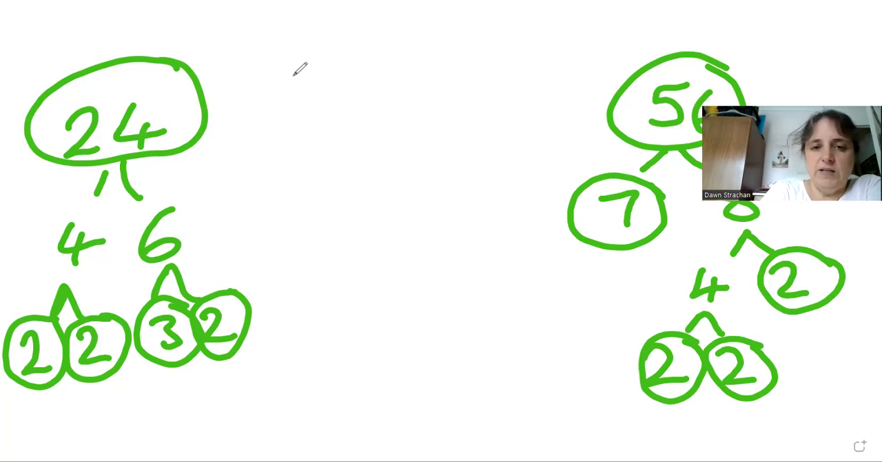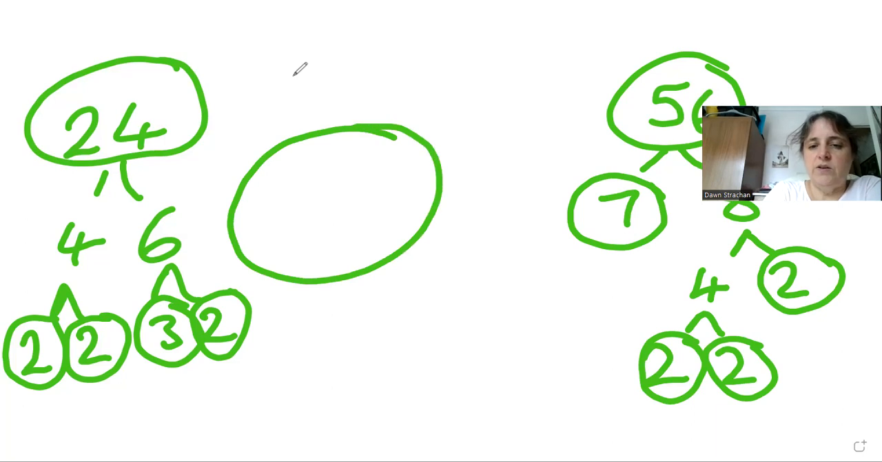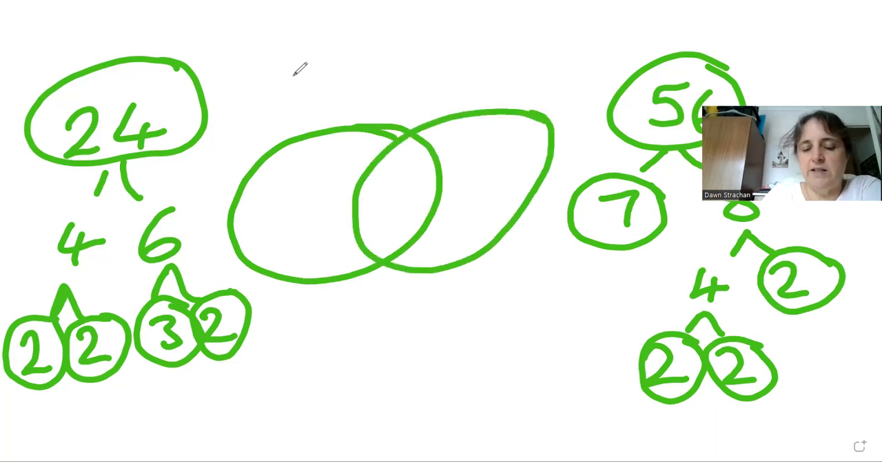So the next thing we need to do to find the highest common factor and lowest common multiple is create a Venn diagram like this. On this side, we'll put 24. On this side, we'll put 56. Okay. Now our next step is to put everything that they have in common in the middle. So with 24, we've got 2, 2, 3, and 2. And with 56, we've got 7, 2, 2, 2. So we'll put the three 2s in the middle.